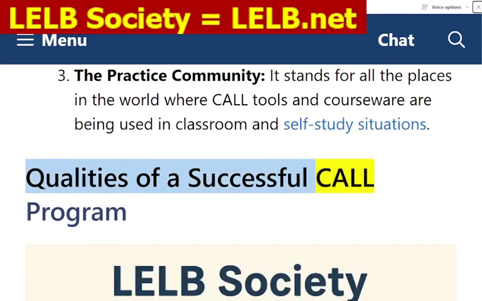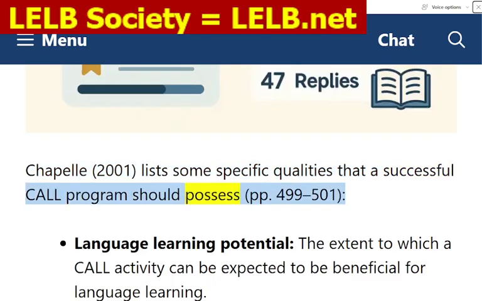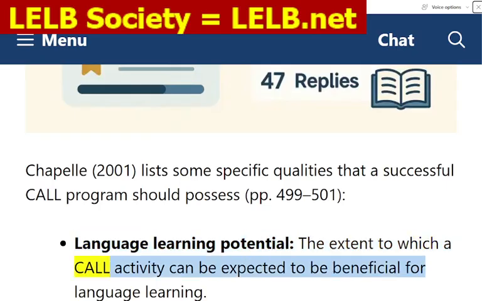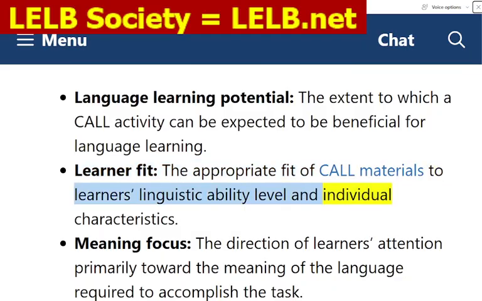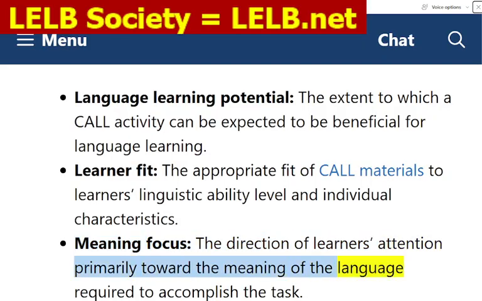Qualities of a successful CALL program. Chapelle, 2001, pages 499 to 501, lists some specific qualities that a successful CALL program should possess. Language learning potential. The extent to which a CALL activity can be expected to be beneficial for language learning. Learner fit. The appropriate fit of CALL materials to learners' linguistic ability level and individual characteristics. Meaning focus. The direction of learners' attention primarily toward the meaning of the language required to accomplish the task.